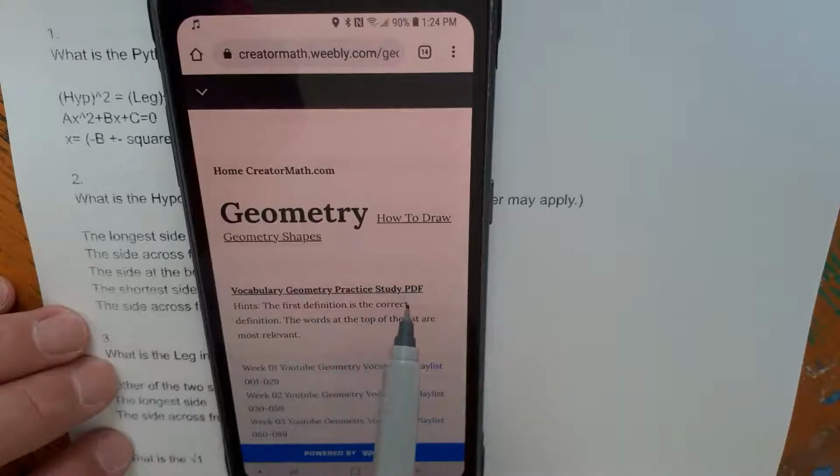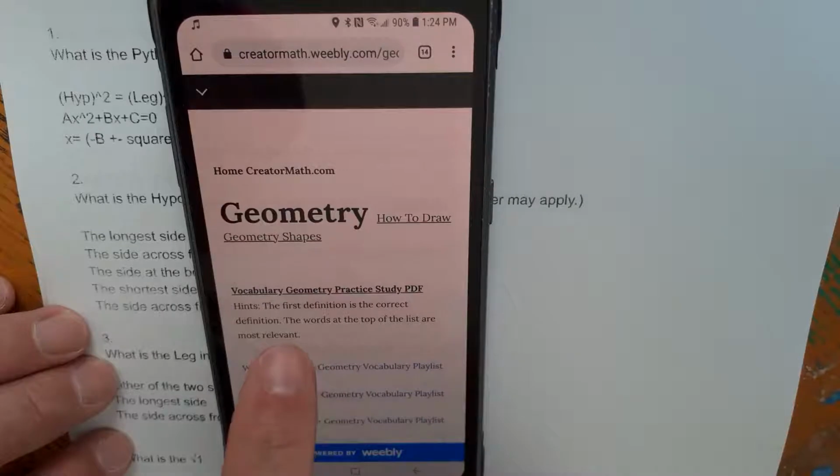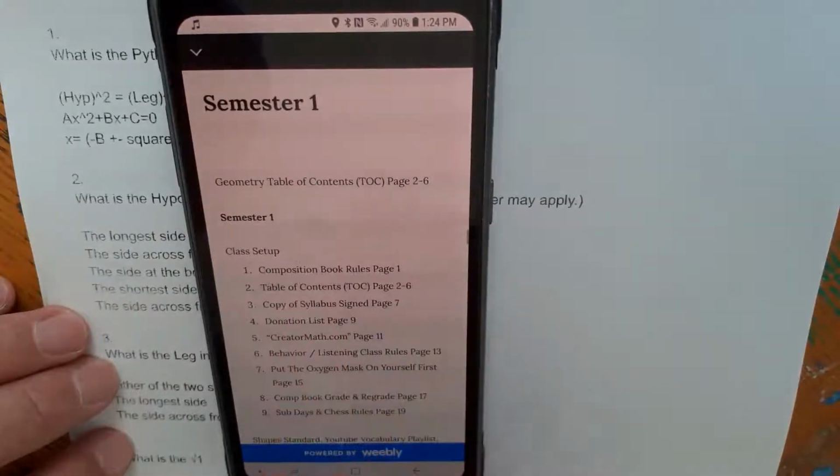All right, so this right here, the Vocabulary Geometry Practice Study PDF, this is a PDF of all of the vocabulary for the entire year. If you're not getting 100% on your vocabulary practices, please find that PDF and Google how to search it. We're going to find the right semester. Please focus on which one you're in and find the right one.